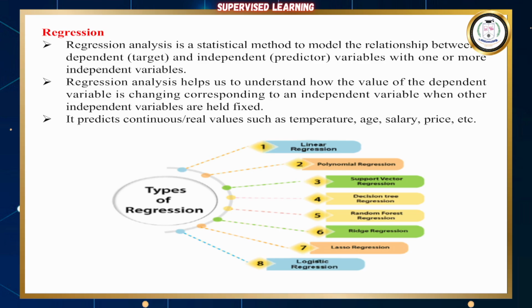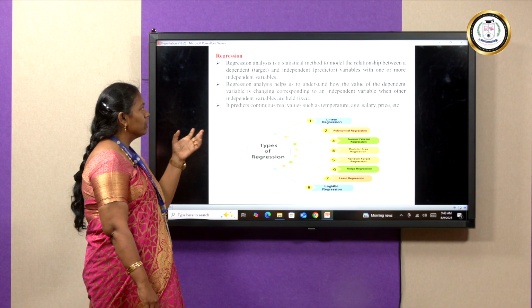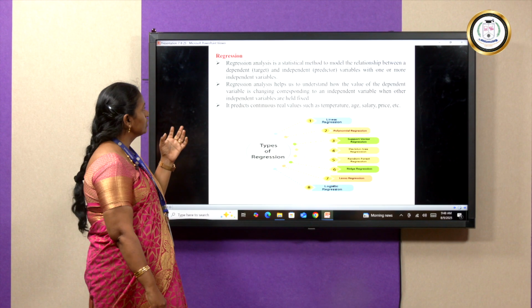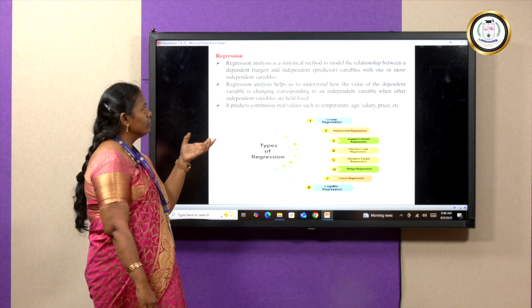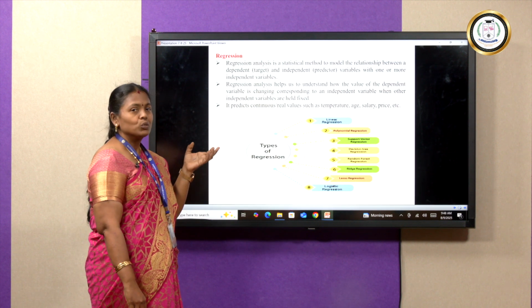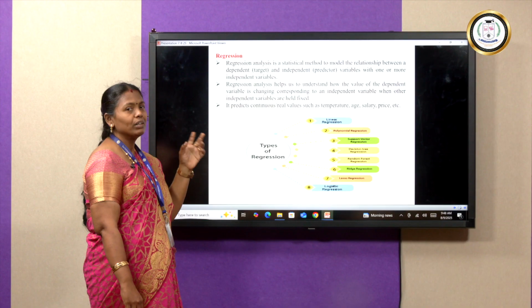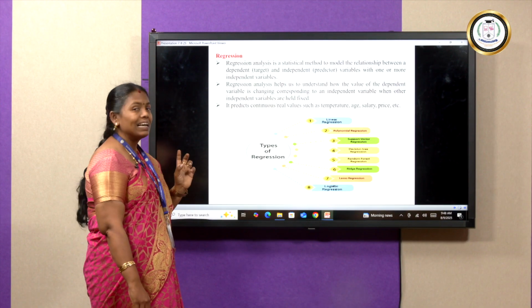What is meant by regression? First step, here we have different types of regressions. Regression is a statistical method to find the relationship between the target value and the predictor value. Target value is the dependent variable. Predictor variable is the independent variable. How the independent variable relates with the dependent variable, that we call regression.